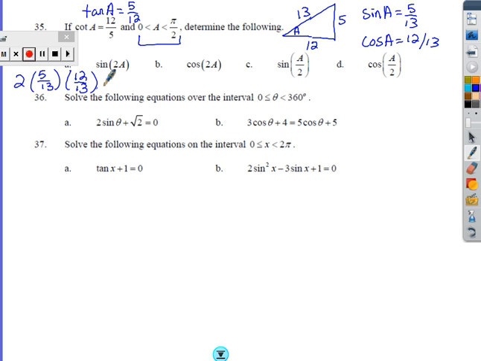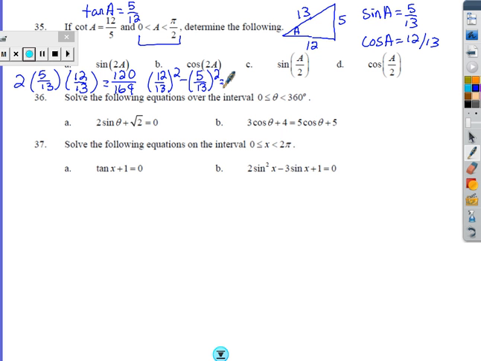So when I multiply all that out, I have 2 times 5, that's 12. 12 times 12, pardon me, 2 times 5 is 10. 10 times 12, that's 120. And 13 times 13, that's 169. So I get 120 over 169. And next I see that I've got the cosine of 2 theta. Well, the cosine of 2 theta, or 2a, you can use any of the 3 different formulas. I'm going to use cosine squared minus sine squared. So cosine squared, that's 12 over 13 squared, minus sine squared, that's 5 over 13 squared.